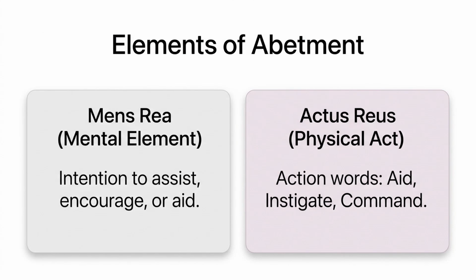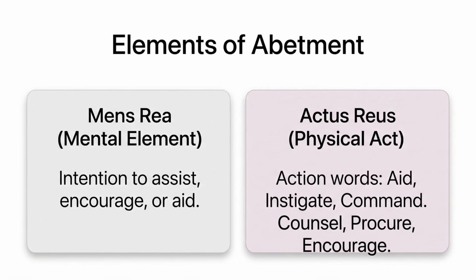Like most crimes, abetment requires both a mental and a physical element. The mens rea is the clear intention to assist or encourage the principal. The actus reus involves the actual physical conduct, represented by action words like aiding, instigating, or commanding. The actus reus also extends to counseling, procuring, or encouraging.